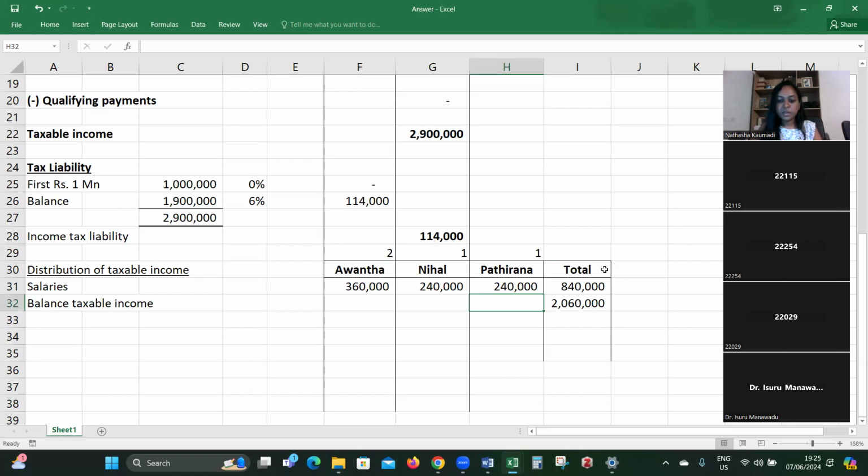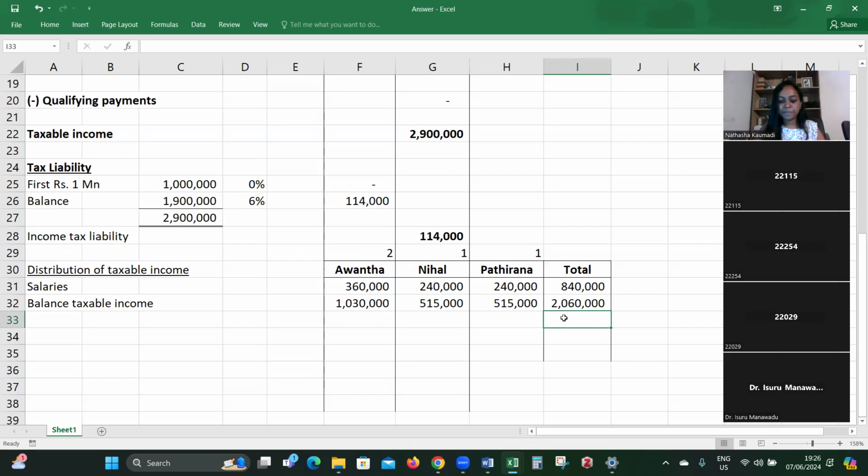For our reference. So we'll distribute. I will take this divided by 4, because 2 plus 1 plus 1 is 4, multiplied by 2. Basically half, right? 1,030,000. Here, this total amount divided by 4 multiplied by 1. You can just divide it by 4 as well. 515. It's the same amount for Patirana because 2 to 1 to 1. So this is how we distribute the balance taxable income.